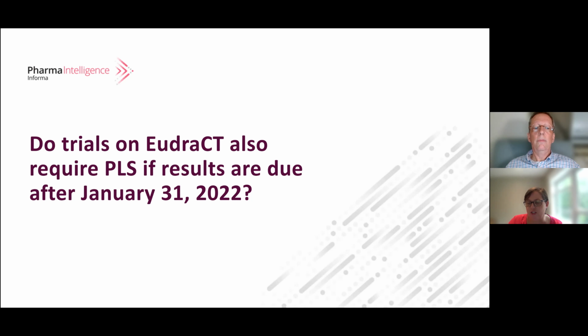It ends after January 2022, but before that final cutover date, you don't need to do a plain language summary for those studies. You still disclose your results as you would have done this year, for example, on EudraCT. So nothing changes for those studies that don't need to be migrated into CTIS.